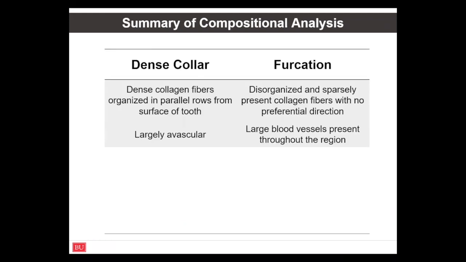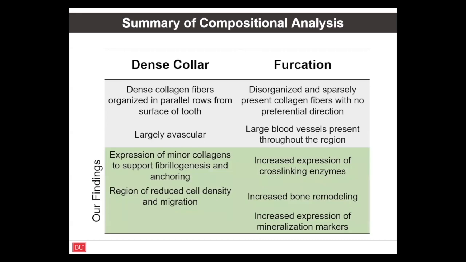So just to summarize the mass spec data that we have, before we did the study, we obviously knew a lot about the collagen organization, showing that there were these dense collagen fibers in the collar and sparsely present fibers in the furcation. And we knew a little bit about blood vessels present, but we gained a lot of insight in this compositional study to other proteins that are present here. So particularly in the dense collar, we found the expression of minor collagens supporting fibrillogenesis, as well as some other proteins suggesting it may be a region of reduced cell density and cell migration, which kind of supports its barrier function. And then in the furcation, we found an increased expression of cross-linking enzymes, increased bone remodeling, and expression of mineralization markers. And so this suggests kind of a hybrid tissue where you have expression of not only ligamentous proteins, but also communication with the underlying bone.